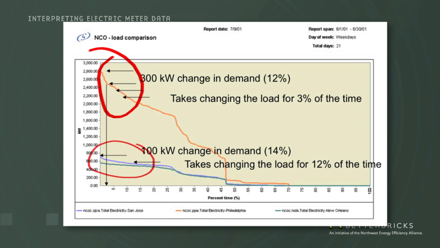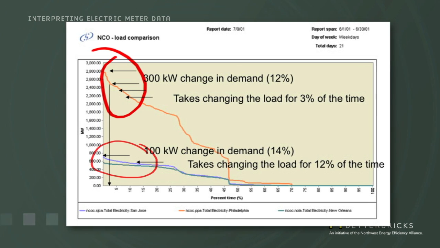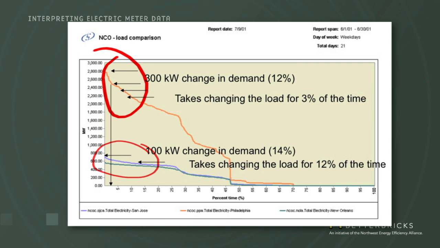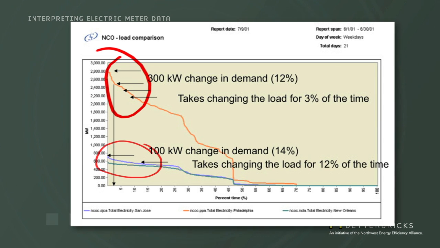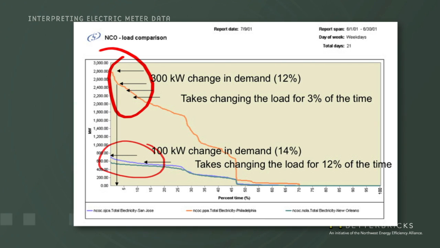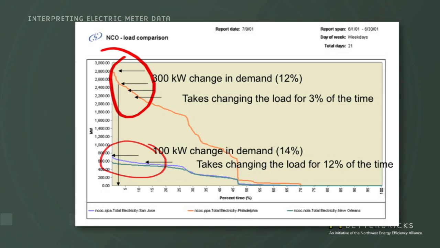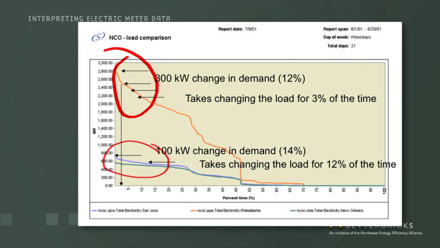So in these cases, if you want to change your peak demand levels, for this facility here, you need to change your operating hours that are at or above these levels for only about 3% of your operating hours. To get a much smaller change in your energy usage, you have to change about 12% of your operating hours.